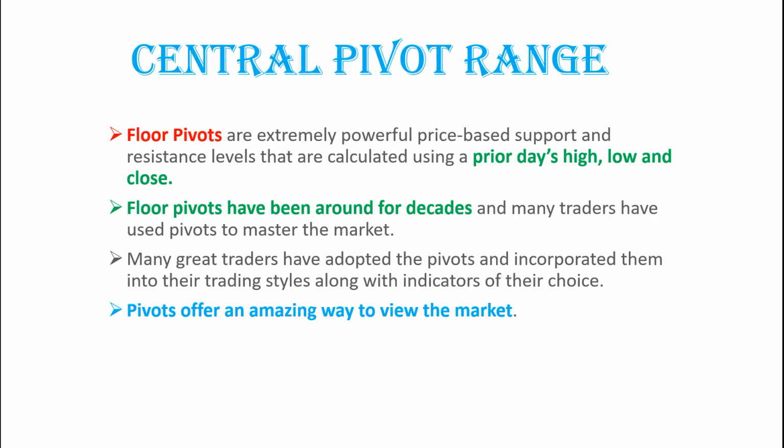Floor pivots are extremely powerful price-based support and resistance levels, calculated using the prior day's high, low and close, meaning the previous day's high, low and close. Based on that, the floor pivot resistance and support levels, R1, R2, R3 or S3, are calculated. These floor pivots have been used for decades, and many traders have used them to master the market, and have incorporated them into their trading styles along with the indicators of their choice.